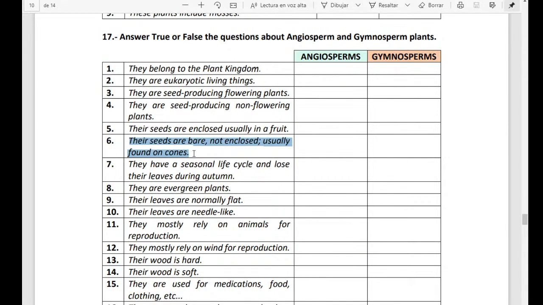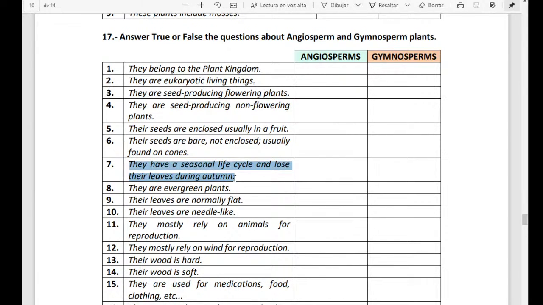Number six. Their seeds are bare. ¿Qué significa? Que están desnudas. Bare. Not enclosed. Usually found in cones. Angiosperms or gymnosperms? They are usually found in cones, not on cones. This is a mistake. In cones, inside cones. So, gymnosperms. Good.